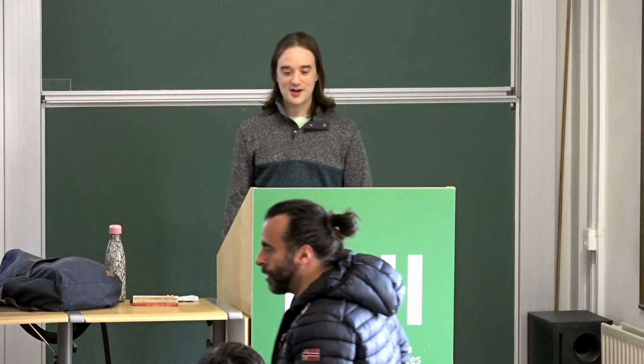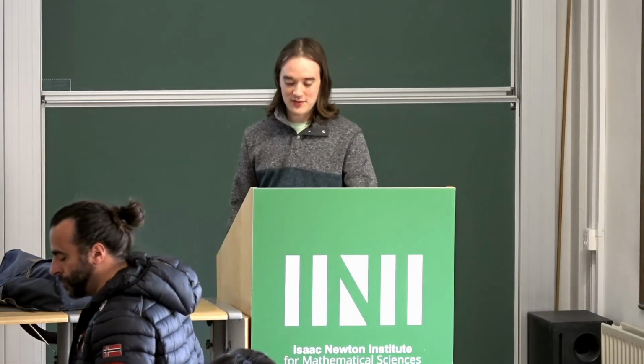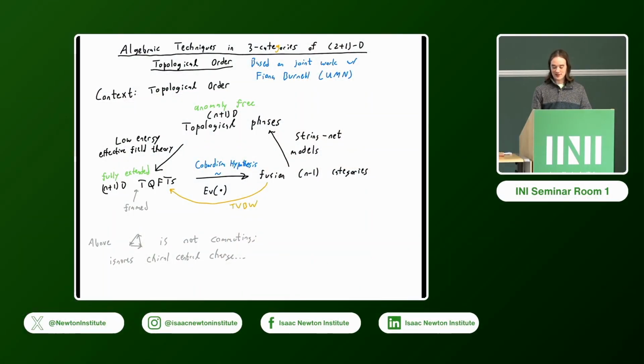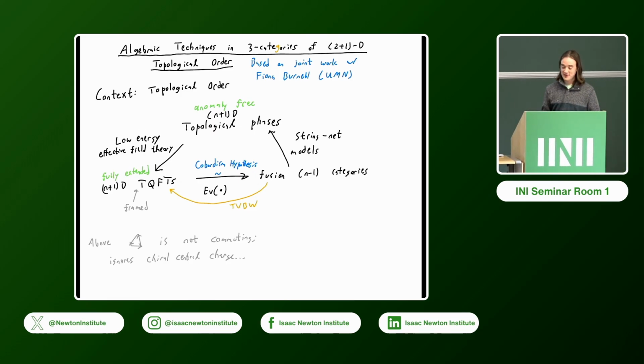So first, some context. What do I mean when I say topological order? I think that my knowledge about it can be encapsulated in this triangle here. Anomaly-free n+1D topological phases are, and I was reading Zheng Han's textbook this morning to see, the phases to describe matter when the low-energy effective field theory is given by a fully extended n+1D, I guess I will say framed TQFT.